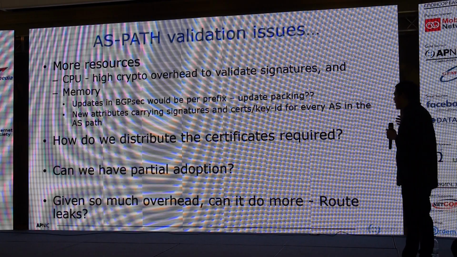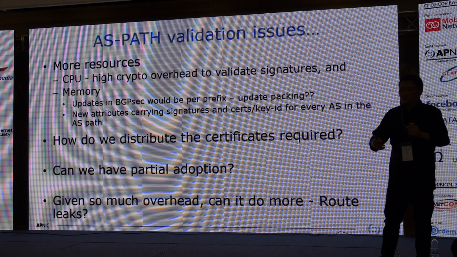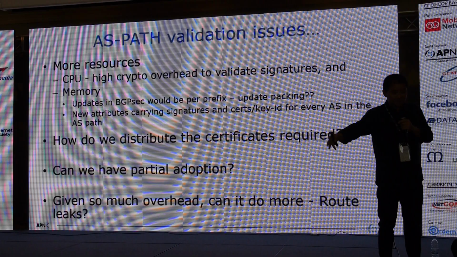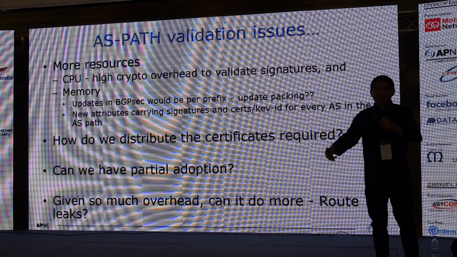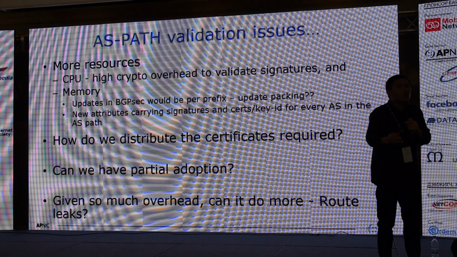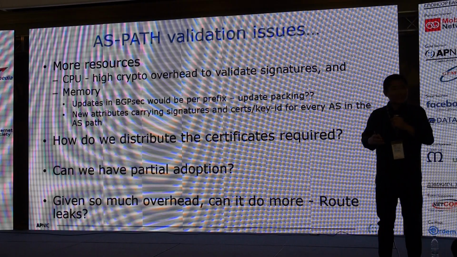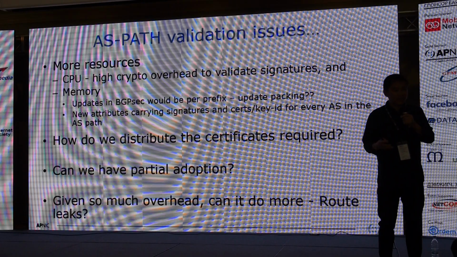And there is no clear-cut mechanism. How do I distribute keys to every router on the internet? So that's why, while the idea is good, there are no known implementations of AS path validation, at least in operational networks, right?